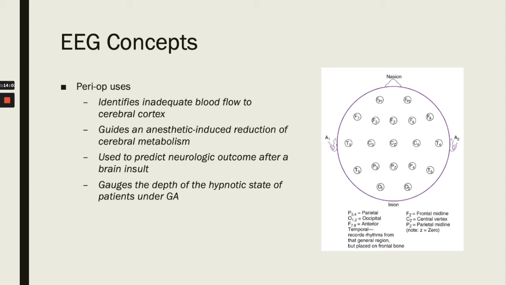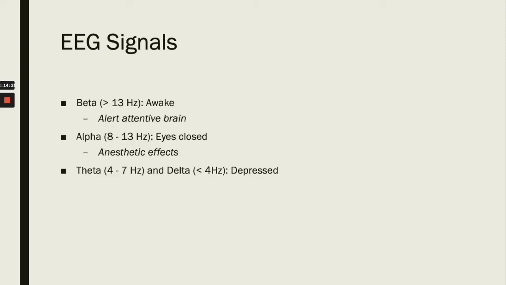It's used to predict neurologic outcome after a brain insult, and it gauges the depth of a hypnotic state in patients under general anesthesia. And so the EEG signals, we have beta, which is greater than 13 hertz, and they are awake, and that's the alert, attentive brain. Alpha is 8 to 13 hertz, and usually that's eyes closed, and that's where we see our anesthetic effects. We see alpha waves.